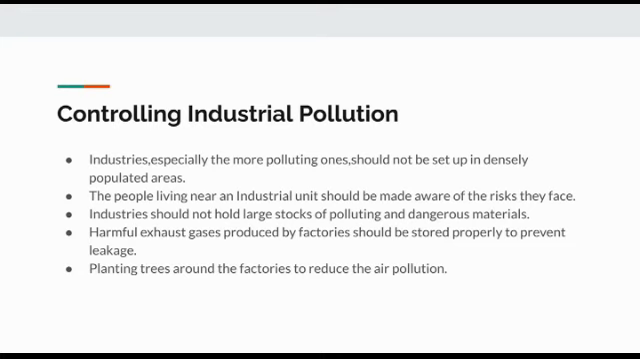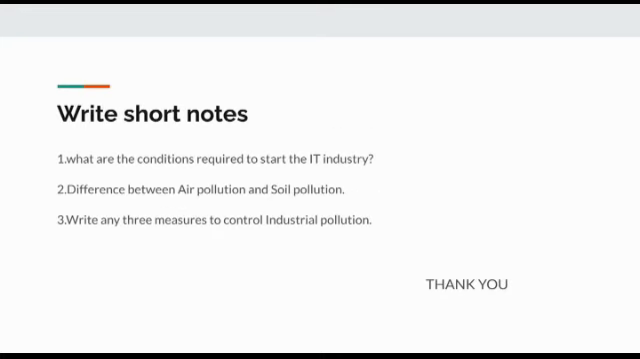Okay, then write some short notes. What are the conditions required to start the IT industry? The IT industry is a relatively modern, newly developed industry. And next, the difference between air pollution and soil pollution, and write any three measures to control industrial pollution. You should write the short notes in your notebook itself.